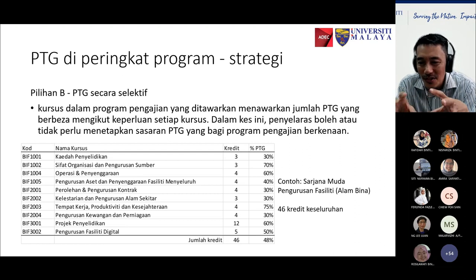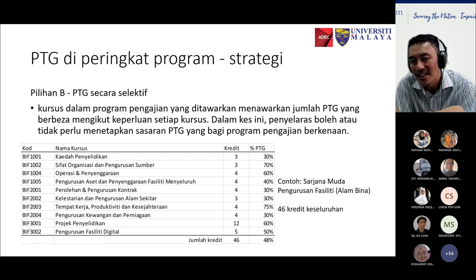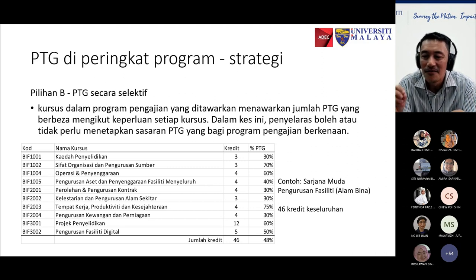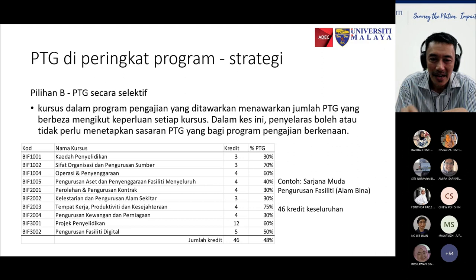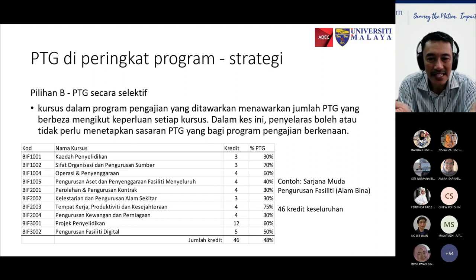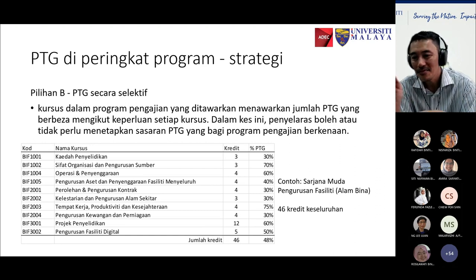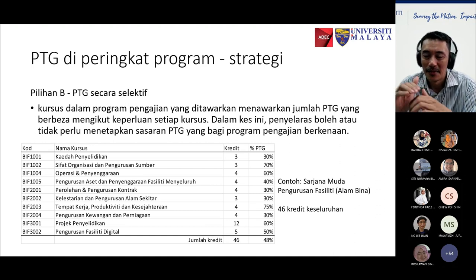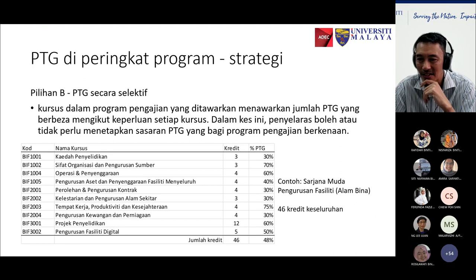So you need to make sure that you design the PTG for courses where the students will gain the most benefit by going on higher percentage of PTG. That means the minimum of 30 is there, tapi dari mana benefit yang lebih kepada students, then you can actually up that PTG. So hopefully that answers your question, Dr. Mira.